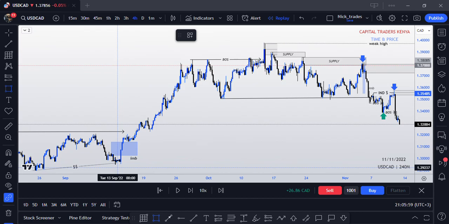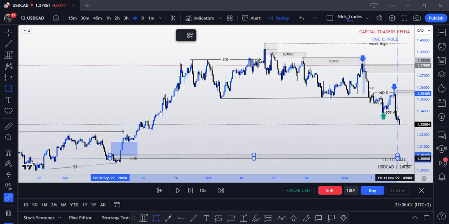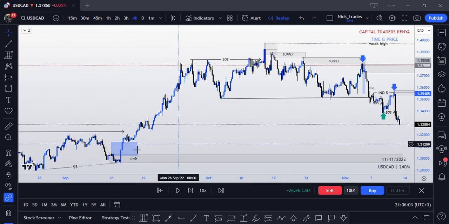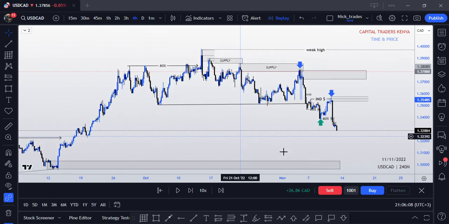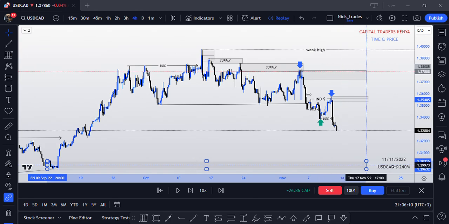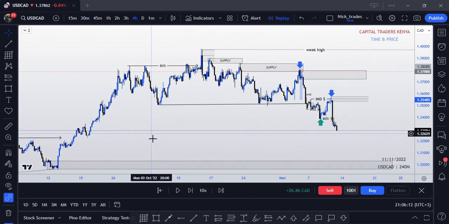Which are the discounted areas. You can see, these are the valid areas of demand that we'll be looking to be buying from, right? So, Mwangi, you have already marked out the demand areas, and there's no significant demand area that we'll be looking to trade from at the moment, right? So we'd expect more sells on the downside, right?